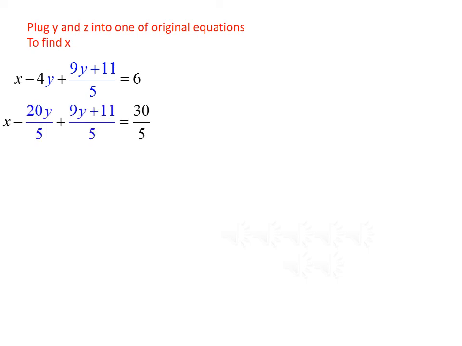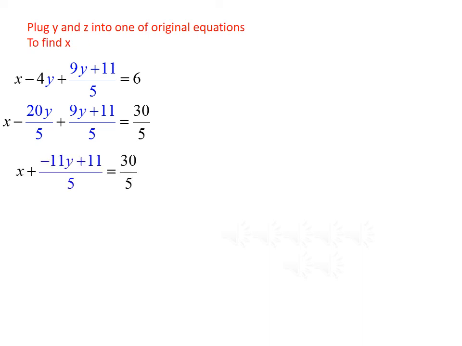Now that we have values for y and z, we'll plug both of those into one of our original equations to solve for x. So, we'll use the second equation, x minus 4y plus z equals 6. Plugging in the values that we previously found, we'll get x minus 4 times y plus (9y plus 11) over 5 equals 6. Since we're solving for x, we'll rewrite everything else with a common denominator of 5. So 4y we can rewrite as 20y over 5, and 6 we can rewrite as 30 over 5.